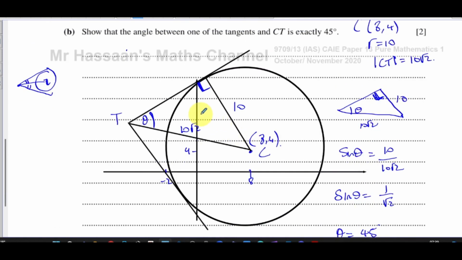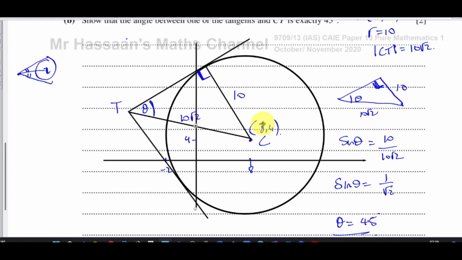So having a diagram helps you to visualize what's actually going on, and it helps us to be able to answer the question in a more efficient way. So this was the y-axis that I drew here. We don't have to really worry too much about that. Okay, so there's the answer to part B. And now we're going to do part C.